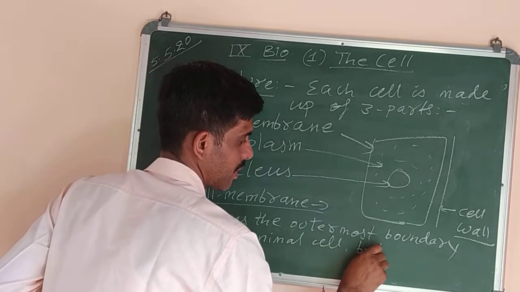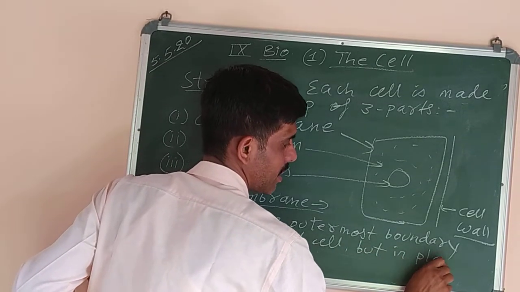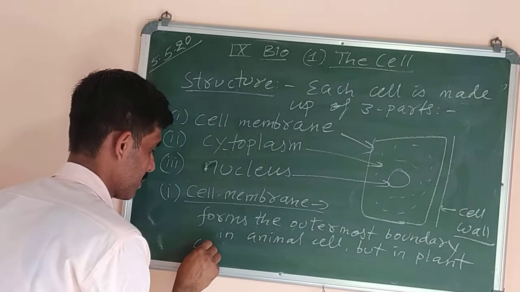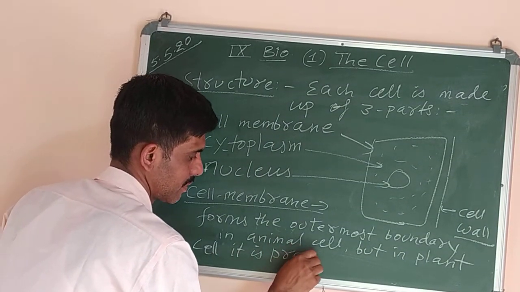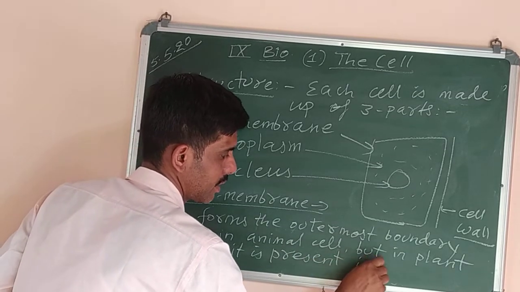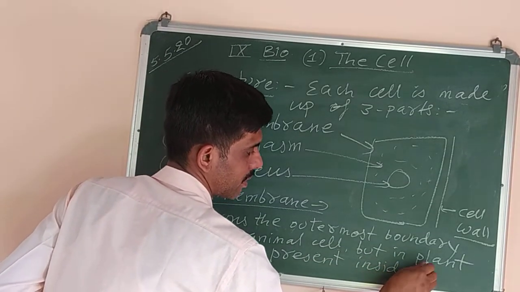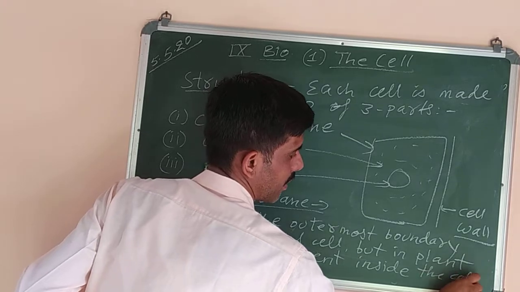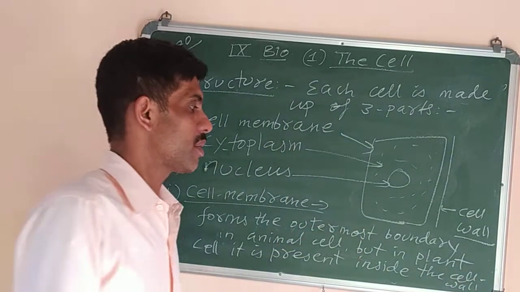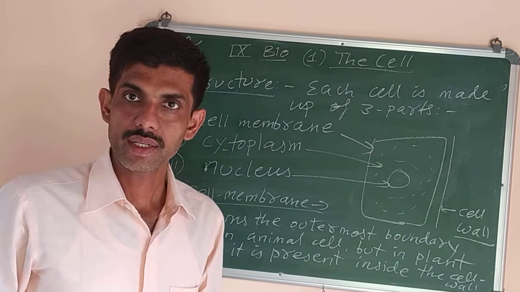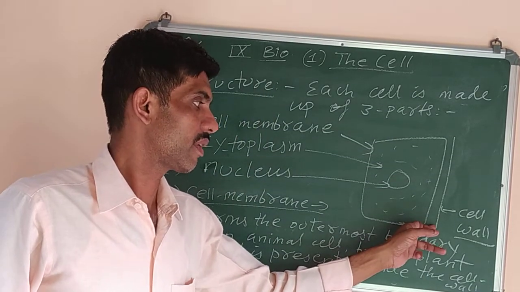But in plant cell, it is present inside the cell wall. Now what is this cell wall? We will study about it. Cell wall is present in plants. It is a non-living membrane.